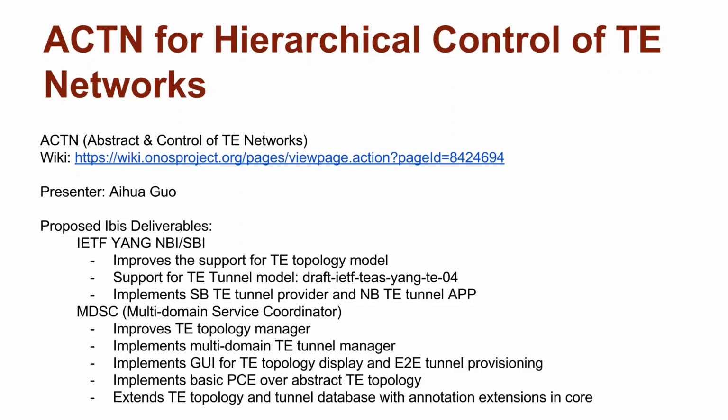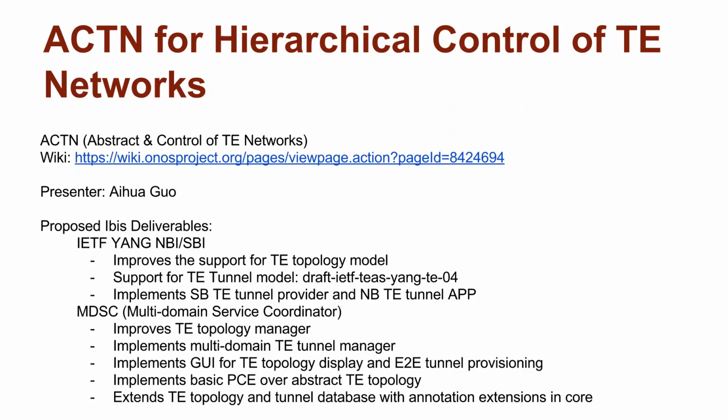So along with that will be a basic path computation service implemented over an abstract T topology, which allows the MDSC to compute end-to-end paths. And also, the last item in there is to extend the T topology and tunnel database with the annotation extensions under development, according to the agreement that we had, basically to add additional support into the annotation system to allow us to store and pass the additional key data defined by the two models. So this is the list of things to do for the I release.